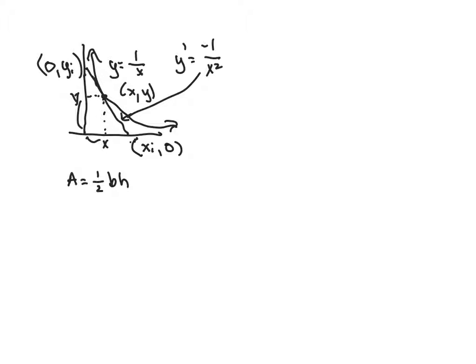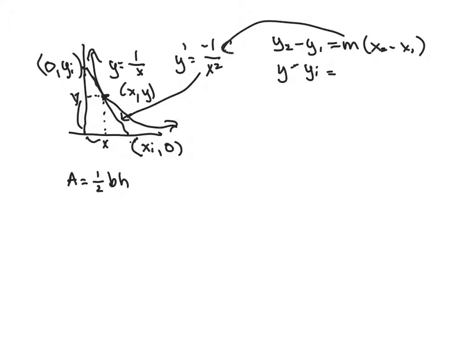So if you remember, the formula for the equation of a line is y2 minus y1 equals m times x2 minus x1. Well, I have 3 different points on here that I can use. And the first thing I'm going to do is I'm going to use this y here as y2. Then I'm going to use the y-intercept as y1. And the slope at any point on that line is this.